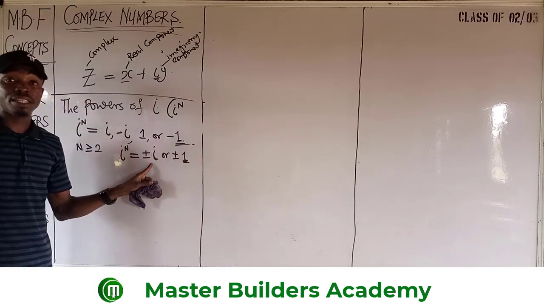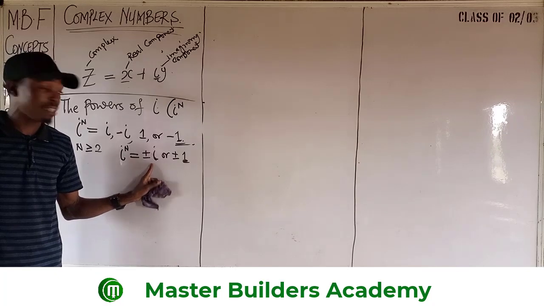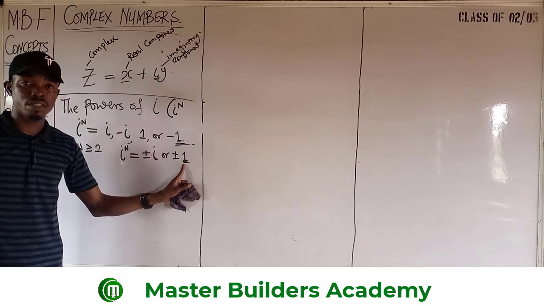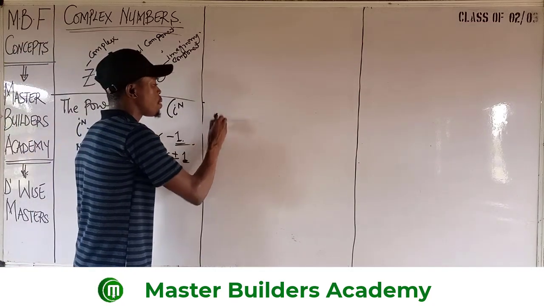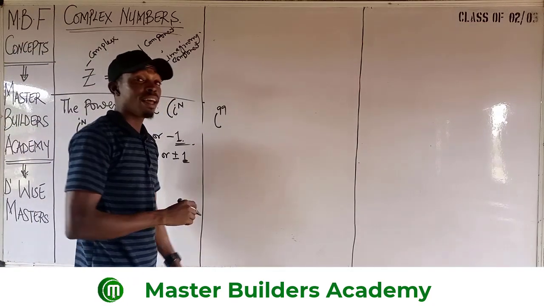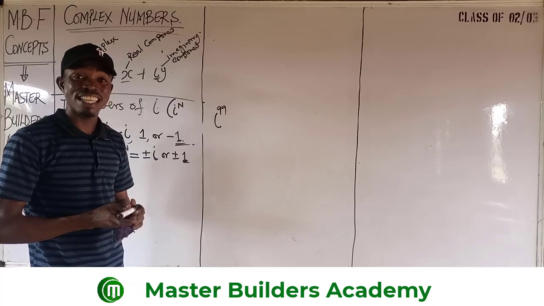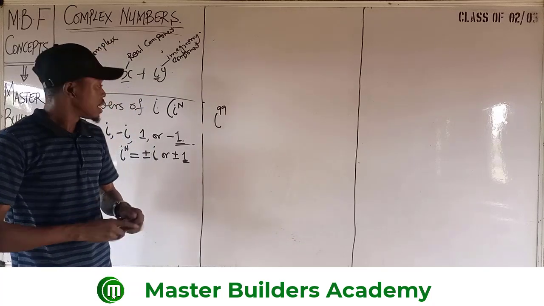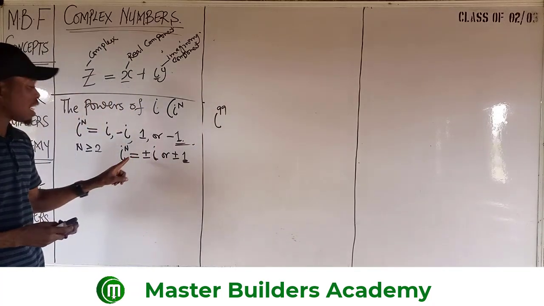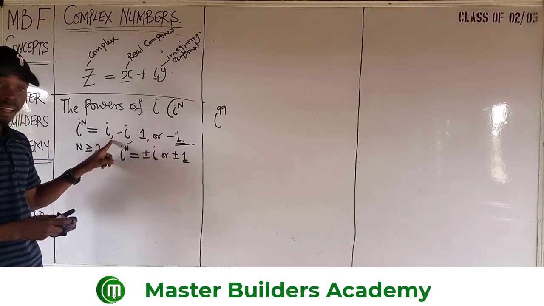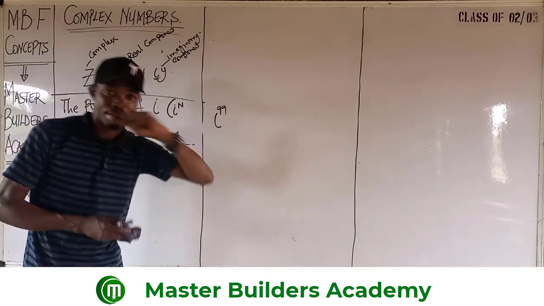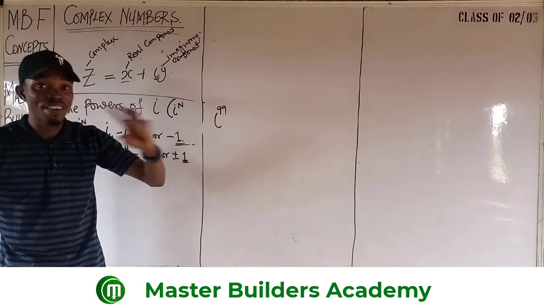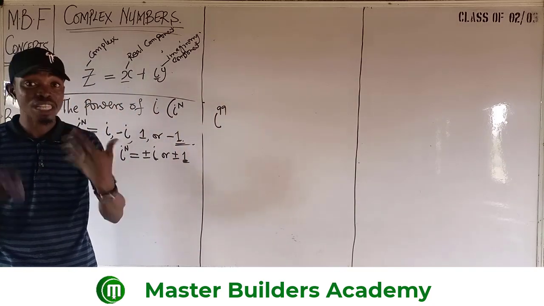What does it mean? It means that i can either be positive or negative, and then 1 can either be positive or negative. So take for instance, you are given i raised to the power of 99, and then you are asked to reduce this to its least level. What will you do? This result here can either fall out to be this, or this. But how will you get there? Listen carefully. Principles are what you need.